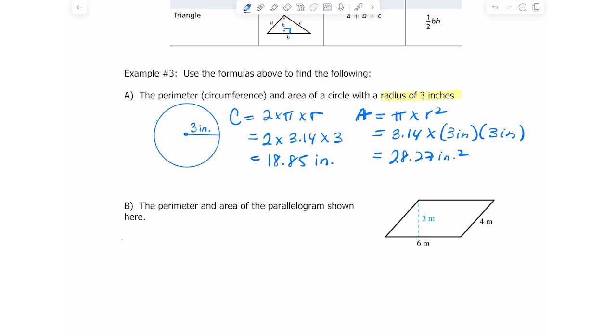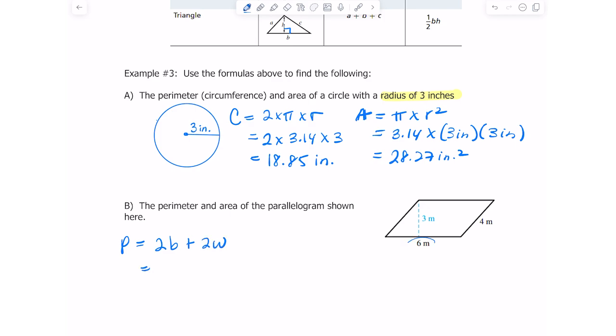In letter B, we have a parallelogram. So if I want to find the perimeter, I'm going to use basically the formula that we use for perimeter of a rectangle. In the chart, they change it to like B and W, but you can use length and width if you want. But let's keep it the same. So it's going to be 2 times the base plus 2 times the width.